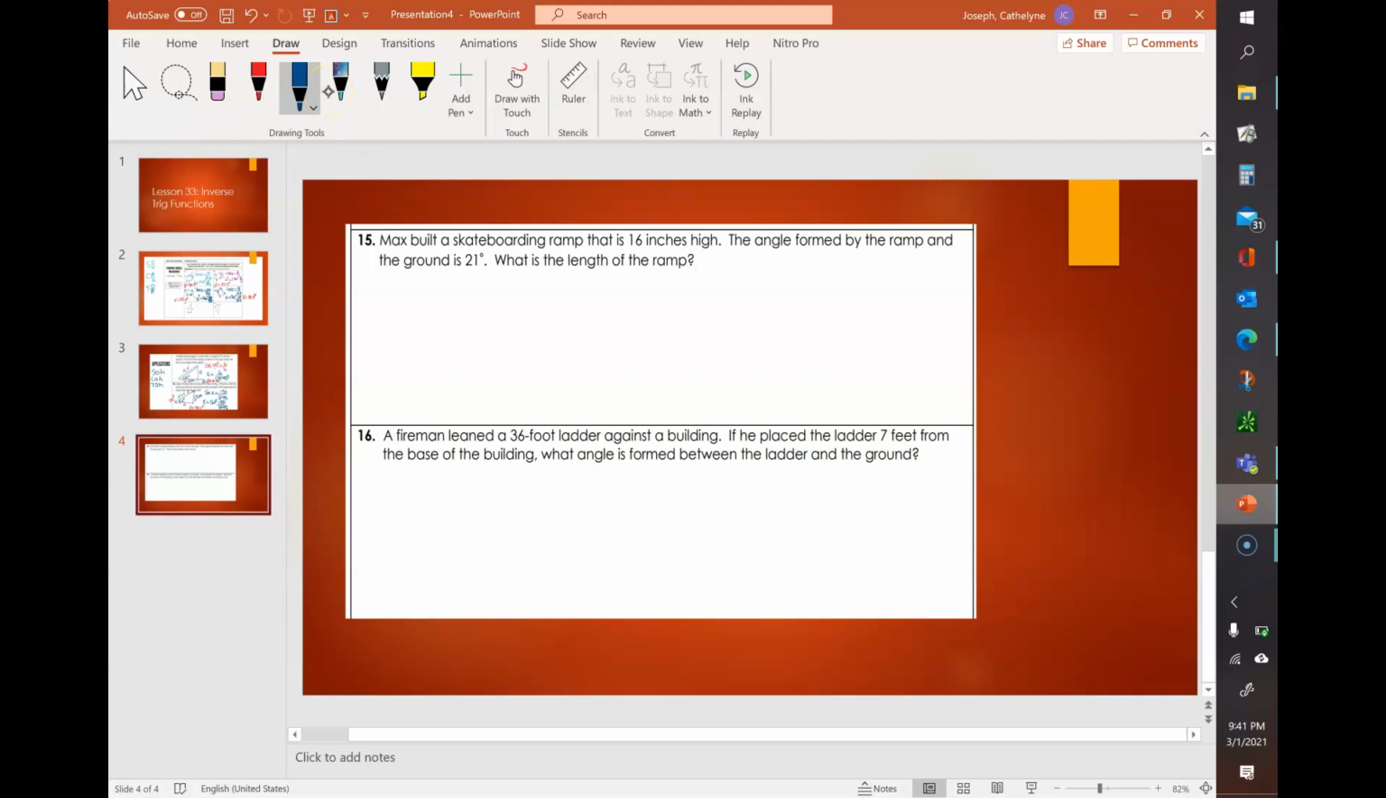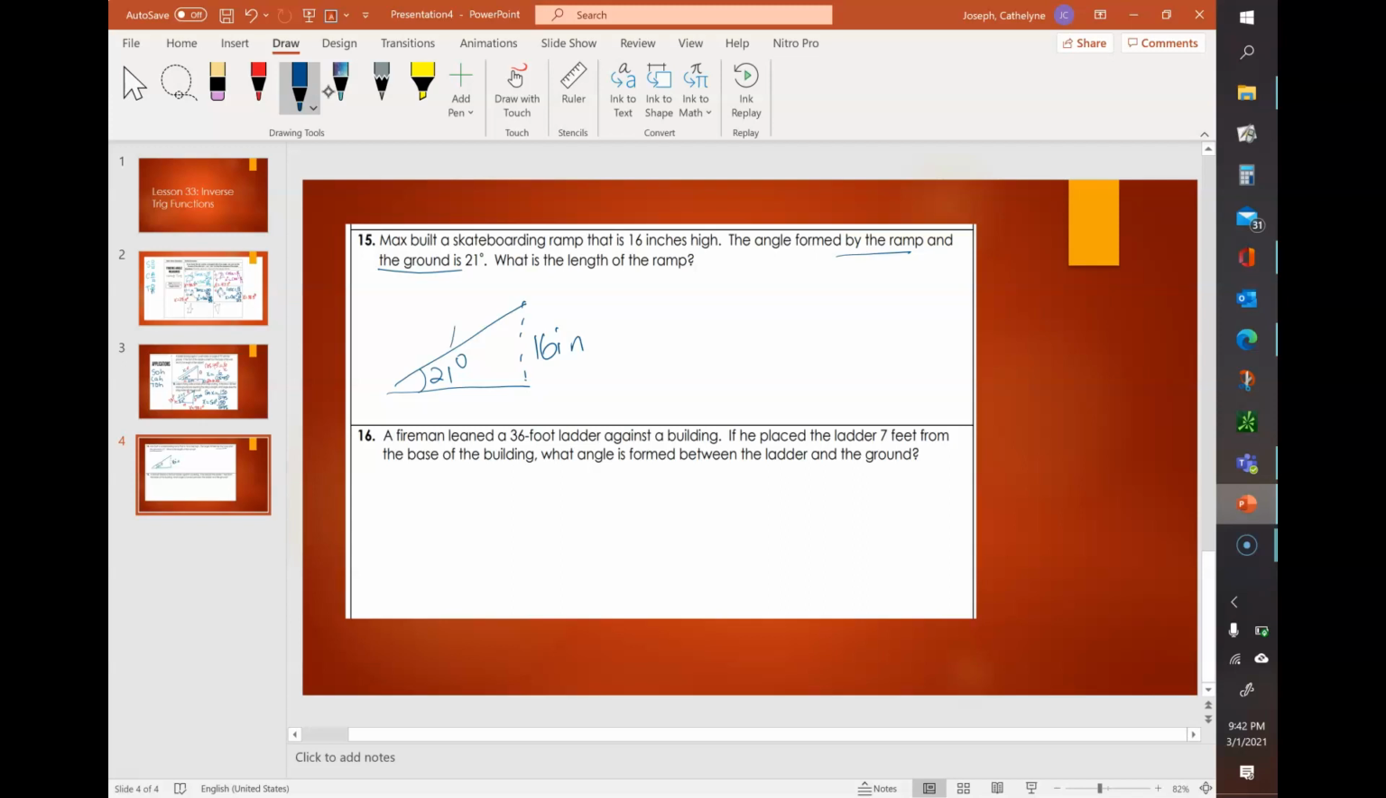All right, so welcome back. So let's take a look at this one. Max built a skateboard ramp that is 16 inches high. So here's the ramp and it's 16 inches high, so that's off the ground. Now the angle formed by the ramp and the ground is 21 degrees. So here is 21 degrees. And then they want us to find the length of the ramp.